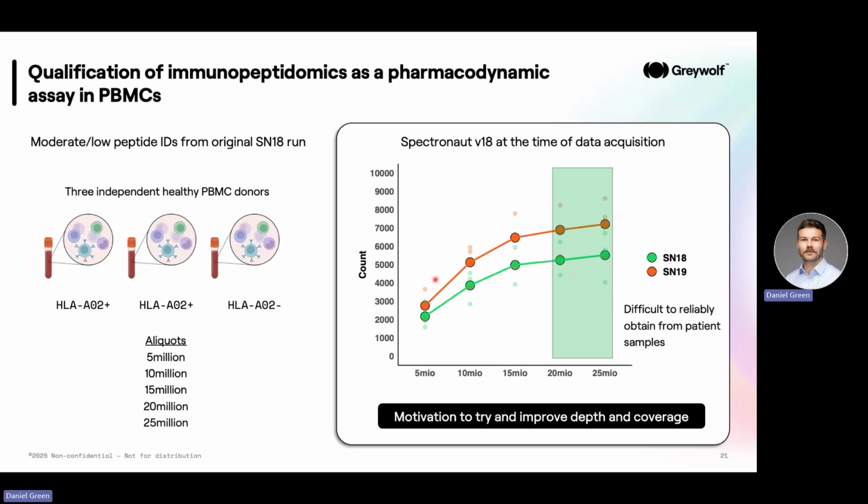And that is what the graph on the right is showing you here. And I've included Spectronaut 18 in this because Spectronaut 18 was a software release at the time of conducting this experiment. So as you can see, as you increase the number of PBMCs that go into this assay, you also increase the number of peptides that you recover at a 1% FDR. But if you track this green line, this still gave us quite some motivation to try and improve both depth and coverage of these peptides, particularly when searching our clinical samples.